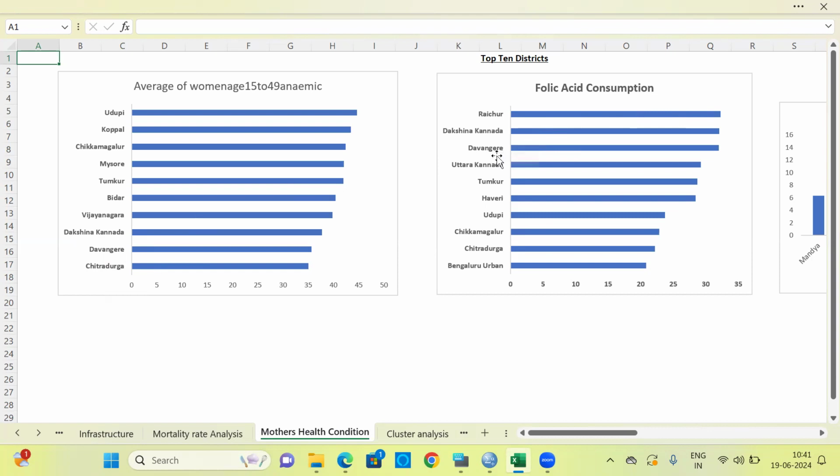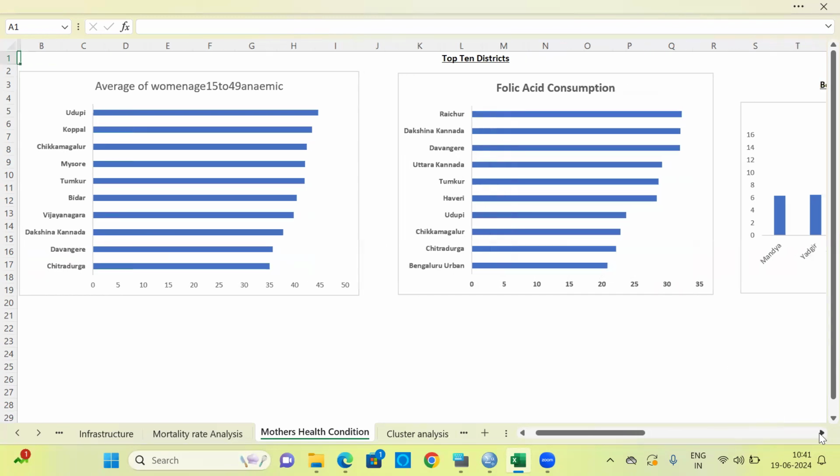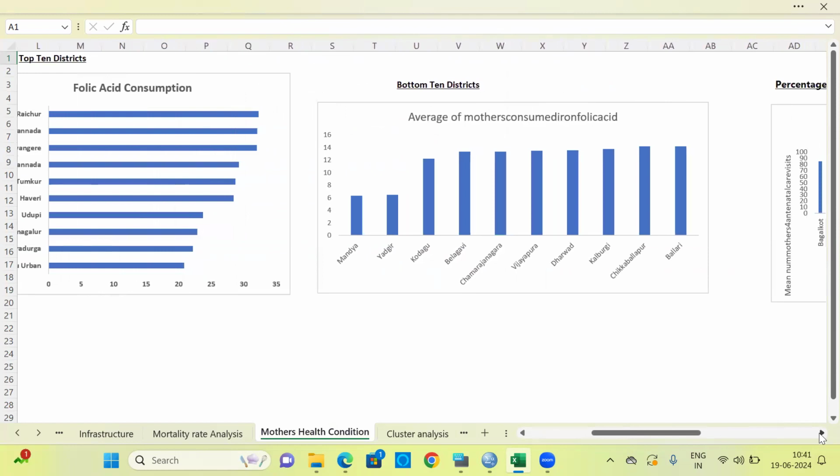Raichur, Dakshina Kannada and Davangere are doing well. Bengaluru urban, Chitradurga and Chikmagalur are not doing so well. Let's look at another dimension here. The bottom 10 districts when it comes to consumption of iron folic acid. You have districts like Mandya, Yadgir, Kodagu, which are doing not so good.